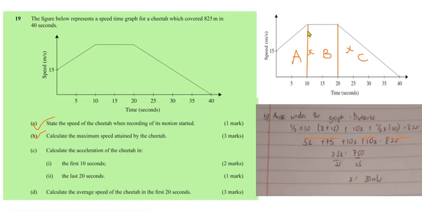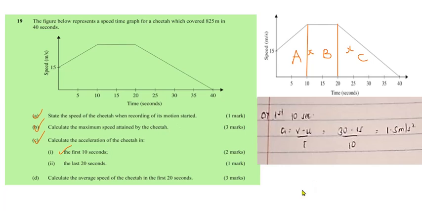speed, which we do not know, you can represent by x. So a half multiplied by 10 into bracket x plus 15. Then for the rectangle, it's going to be 10, the time, multiplied by x, the maximum speed which we do not know, plus for the last triangle, you're going to use a half multiplied by x multiplied by 20 is equal to 825, of which when you calculate to get the value of x, which is the maximum speed, you're going to find 30 meters per second.